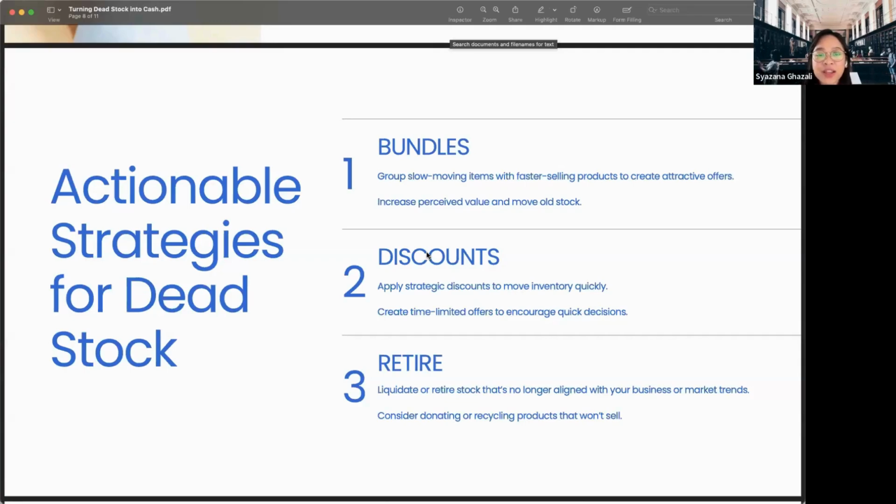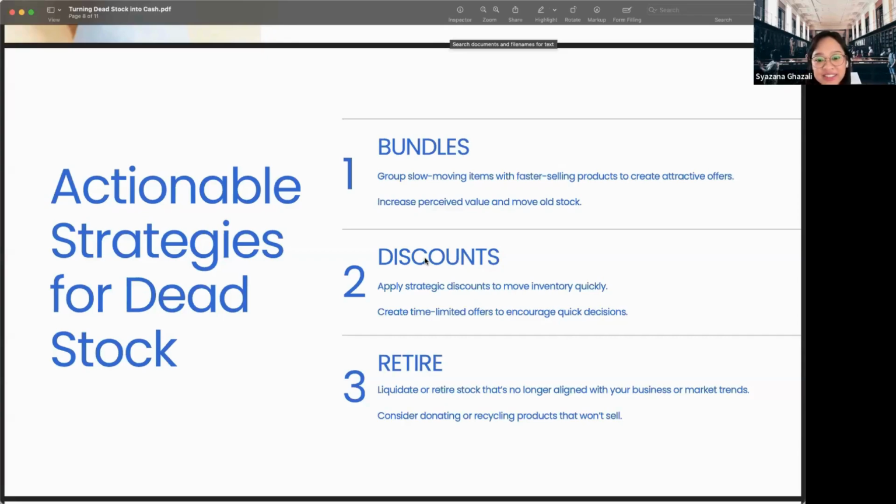Another one is for you to discount them, to have sales on these slow moving items. You have to apply strategic discounts to move inventory quickly. I know a lot of our users are already practicing this strategy, and they create time limited offers to encourage quick decisions. This is basically all your flash sales. As a consumer, I always see all these flash sales, and I usually only wait for a flash sale to purchase a product. So it's always best to create these time limited offers, because people like me will quickly think, oh no, time is running out, I'm going to purchase it now.